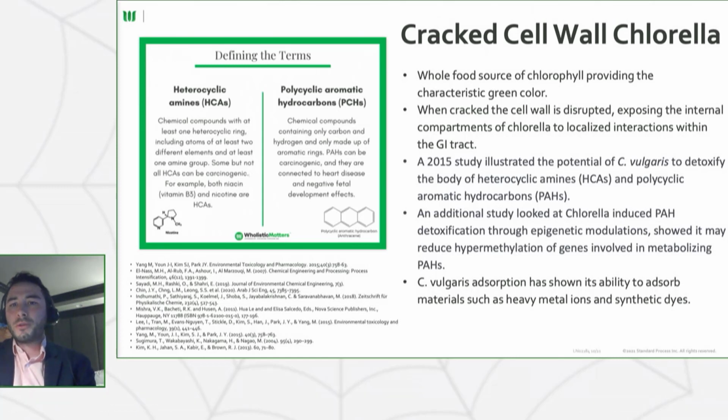Cracked cell wall chlorella has some. It's demonstrated the ability to increase detoxification of heterocyclic aromatic hydrocarbons. It also has a direct adsorbent capability where it can bind some of these heavy metals. It's also shown the ability to bind some synthetic dyes, so it gets used industrially quite a bit. But in these human studies of chlorella being used to detoxify, these are dietary components introduced via cooking, thermal processing of meats mostly.